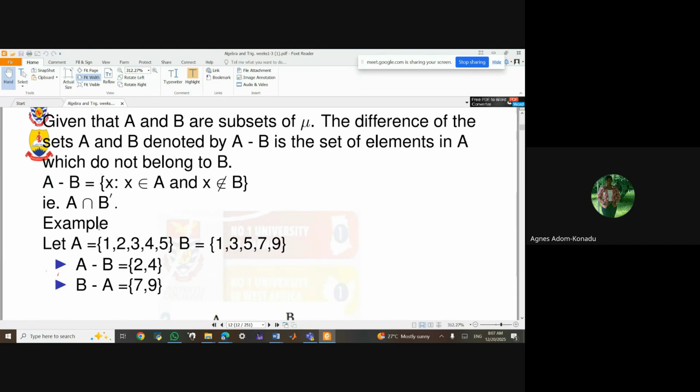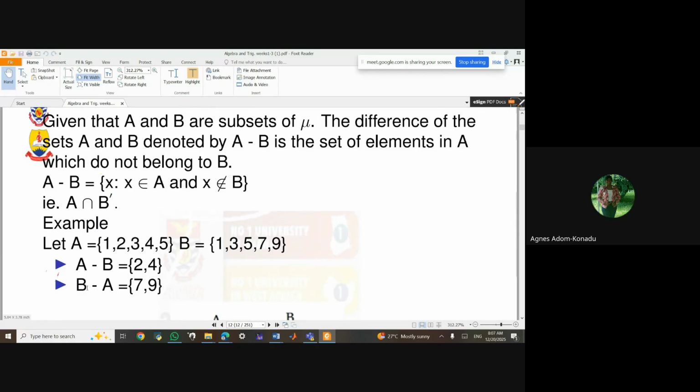So let's look at this example. I have the set A, which is 1, 2, 3, 4, 5. And then I have the set B, which is 1, 3, 5, 7, 9. Now A difference B, we are talking about the elements that are in A but not in B. So you can see that we have 2 here, there's no 2 here. We have 4 here, there's no 4 here. So A difference B are elements in A but not in B. Do you get it? Yes, madam.